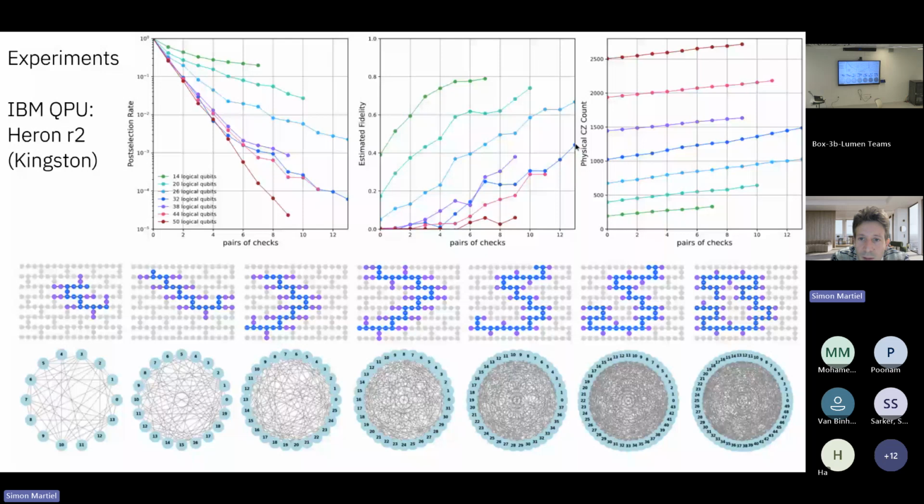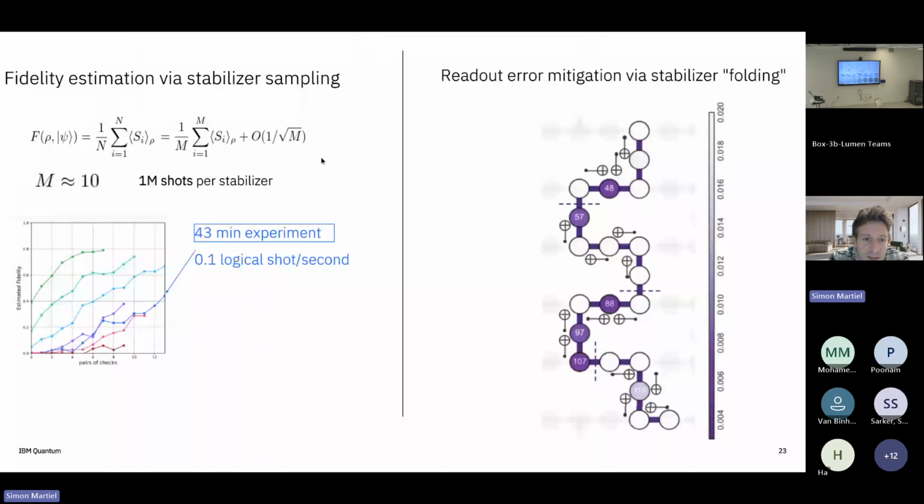So we can see here we have basically a post-selection rate of 10⁻⁴, meaning that we keep one run every 10,000 runs. And this point here takes roughly 43 minutes to run on the QPU. So it's still quite fast.